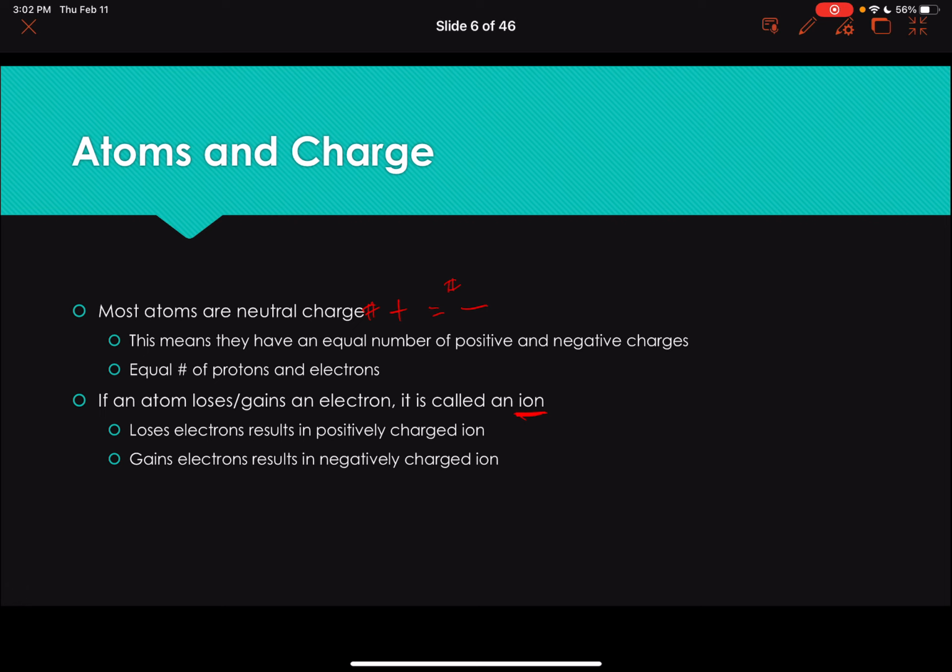And so if we lose an electron, we're losing something negative, right? We're getting less negative. Well, less negative means more positive, right? And so we gain a positively charged ion. If we gain electrons, we're gaining more negativity, which means we're getting a negatively charged ion.